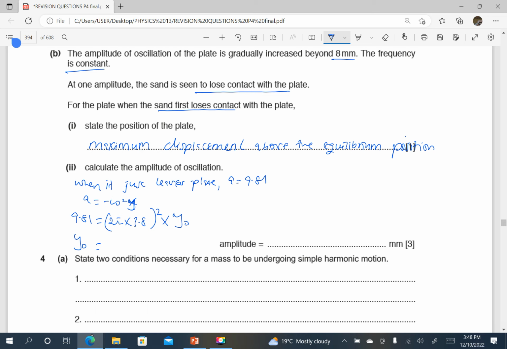So this is giving me approximately 17. Is it 0.17? Yes, it is 0.017 meters, which when I multiply by 1,000 to change to millimeters, is 17.2 millimeters.